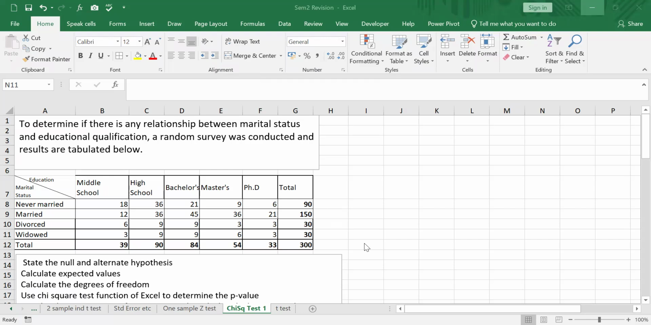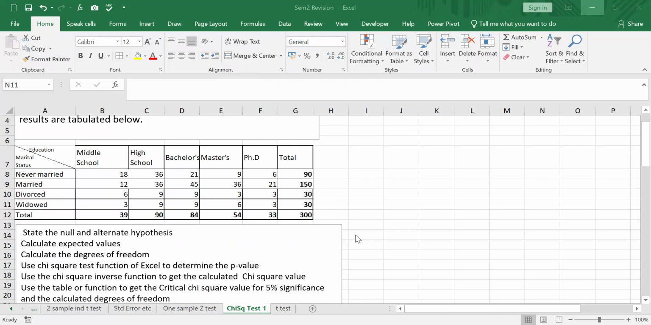Chi-square test. To determine if there is any relationship between marital status and educational qualification, a random survey is conducted and the results are tabulated below. Education here is middle school, high school, etc., and marital status, they are married. These are the values here. These are the totals of the columns. These are the totals of the rows.